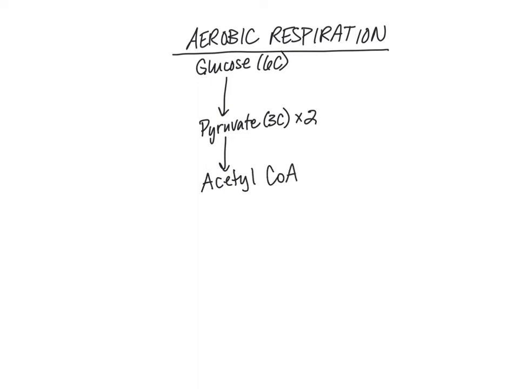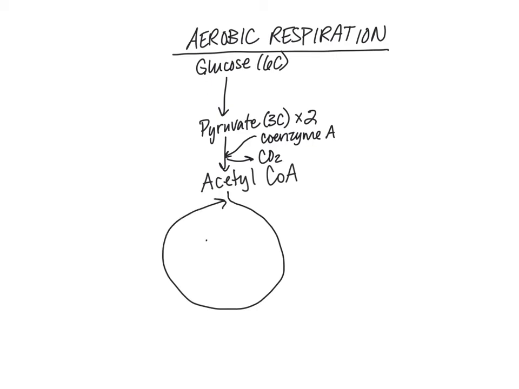And so the acetyl-CoA has coenzyme A coming in to form the acetyl-CoA. And we also have some carbon dioxide leaving. Now that acetyl-CoA goes into the citric acid cycle. And during the citric acid cycle, we do produce some carbon dioxide.